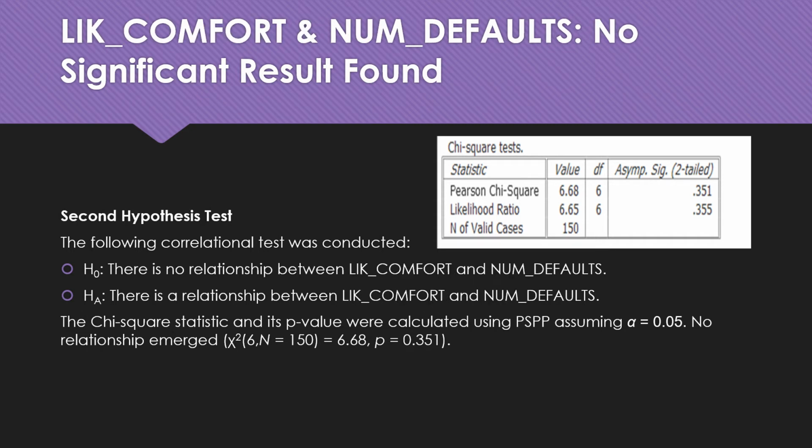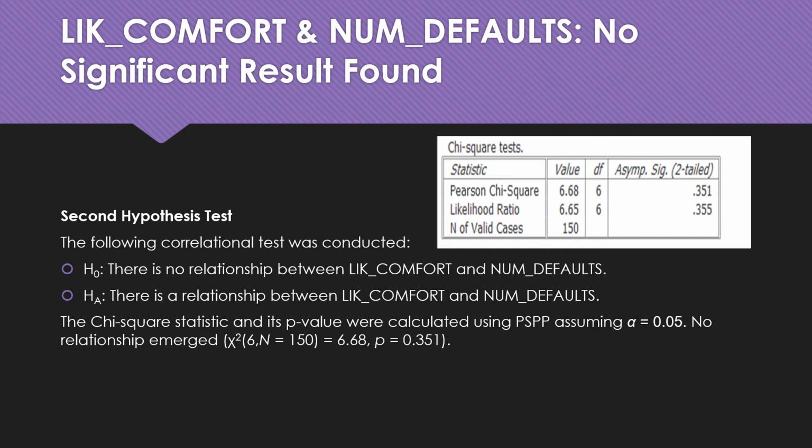The second chi-square test of independence was conducted to determine a correlation between like comfort and number of defaults. Our null hypothesis for this test was that there is no correlation between like comfort and num defaults, and our alternative hypothesis was that there is one.